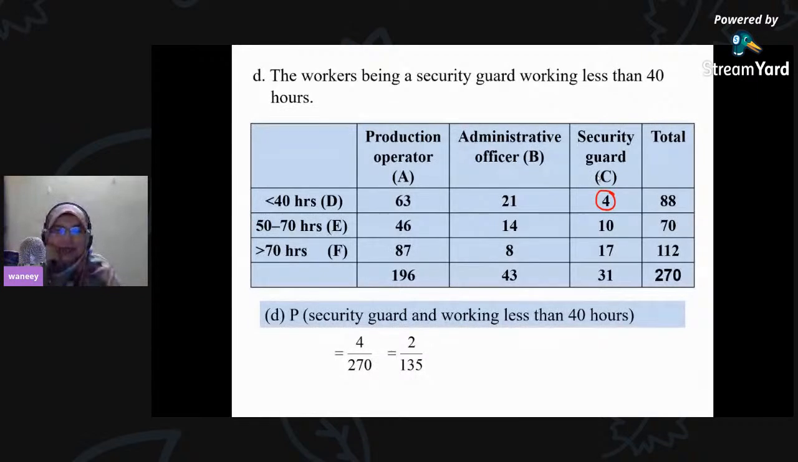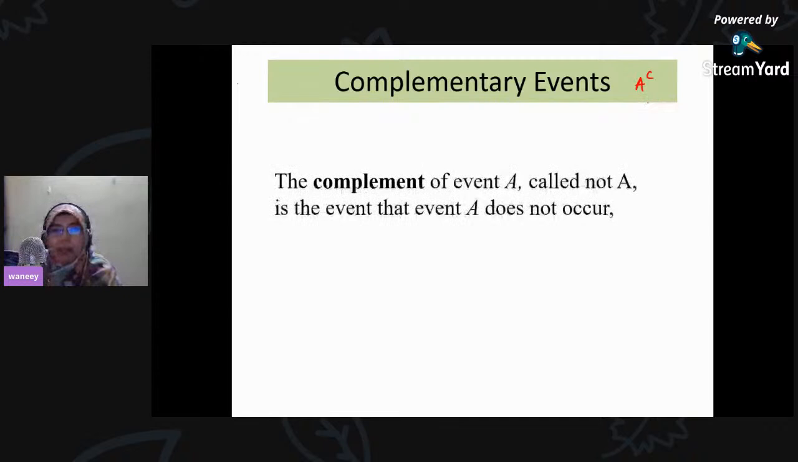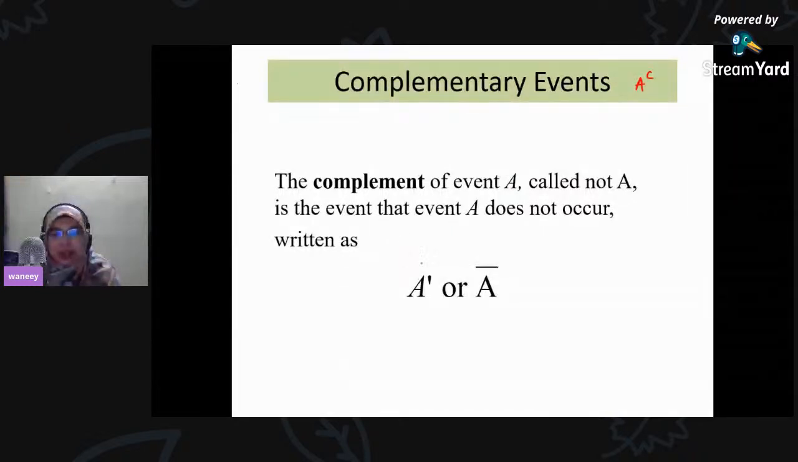Okay, next. Complementary event. So what is a complementary event? You might perhaps have heard of A complement or A prime. The complement of event A is called not A, the event that event A does not occur. Sometimes we can write it as A prime or A bar, or even AC. So this is A complement.